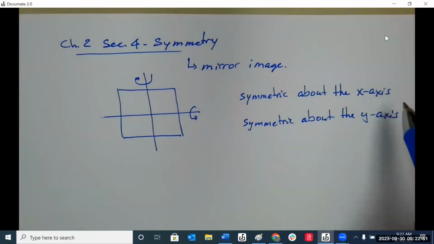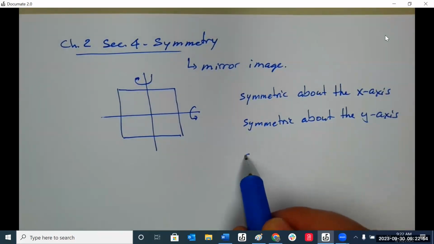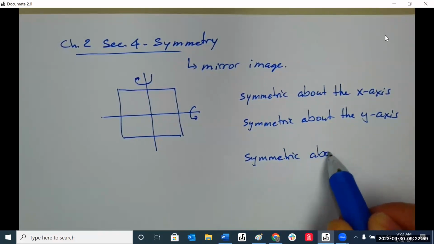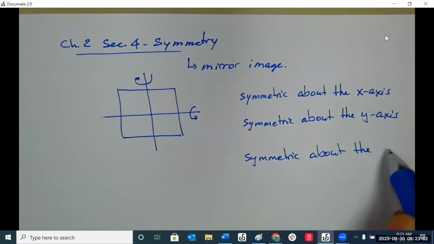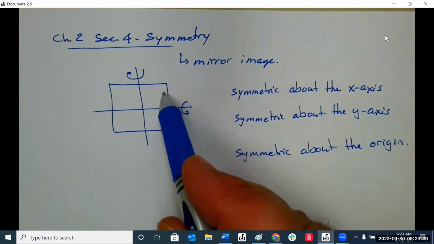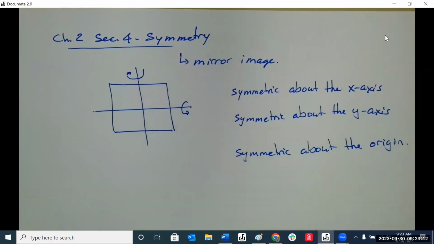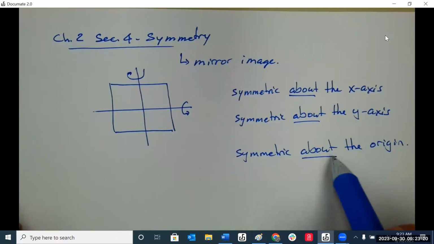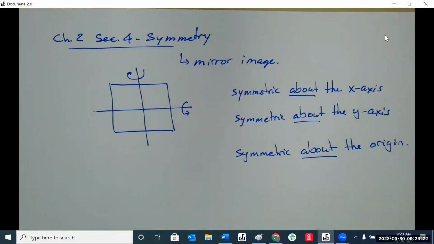Because it's symmetric about the x-axis and the y-axis, it's symmetric about the origin. Whereas if I flip it across the origin, it looks identical. You notice I use the words about. Symmetric about the y-axis, about the x-axis. That just means the axis of rotation.